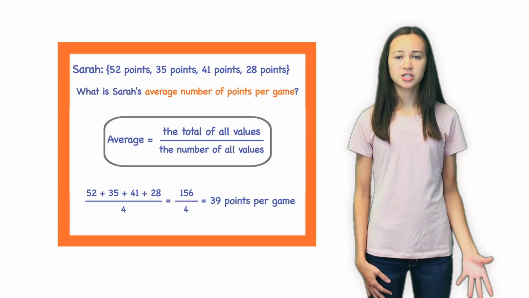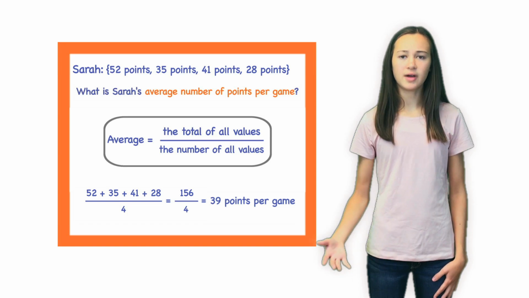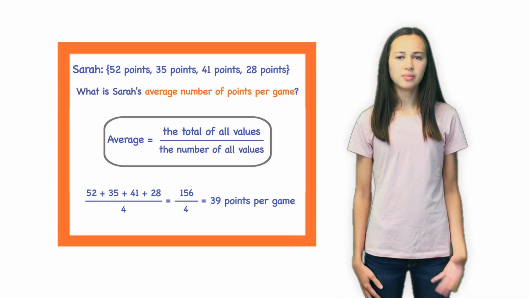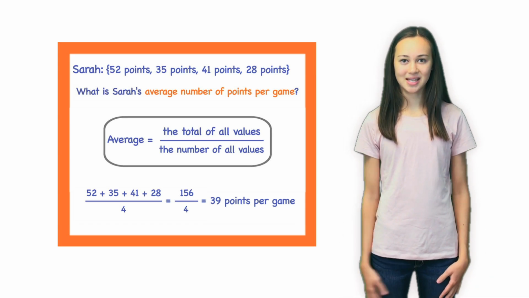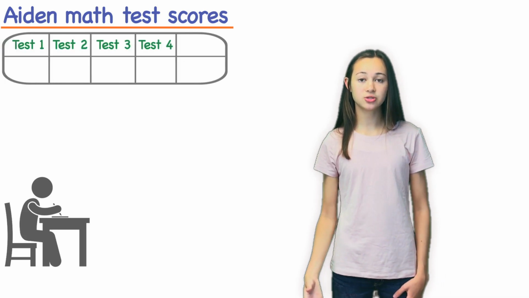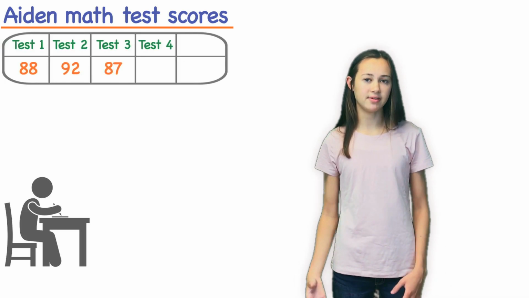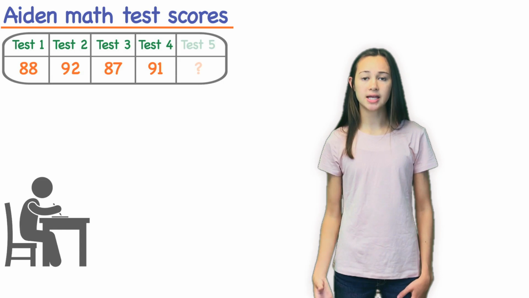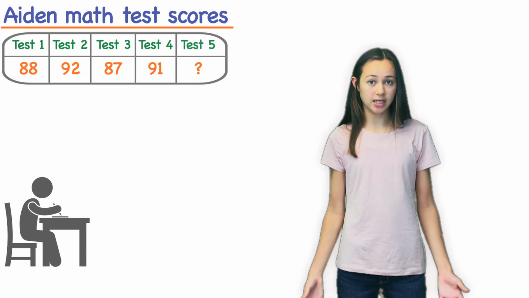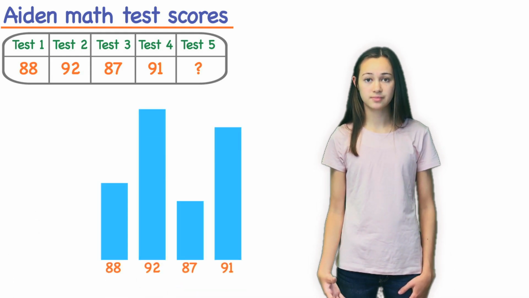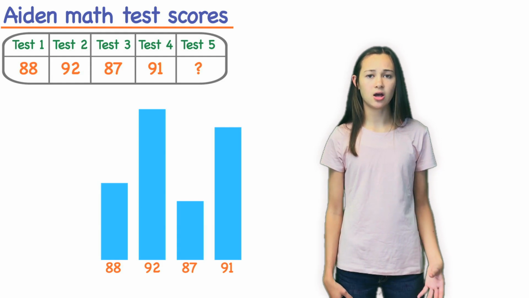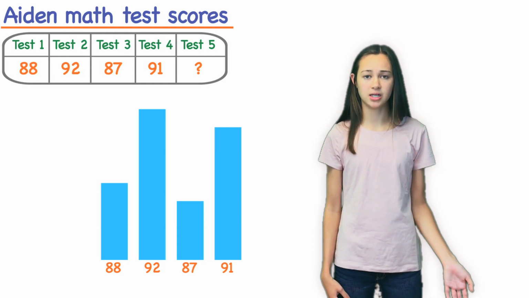Last time, you learned how to solve the mean when given all the values in the data set. But there are many other average questions that are challenging to solve, so I'm going to show you some examples. Aiden had 4 math tests this semester, and his scores were 88, 92, 87, and 91. How high does Aiden need to score on his 5th test if he wants his average test score to be 90? Let's use 4 blue bars to represent his first 4 math tests.